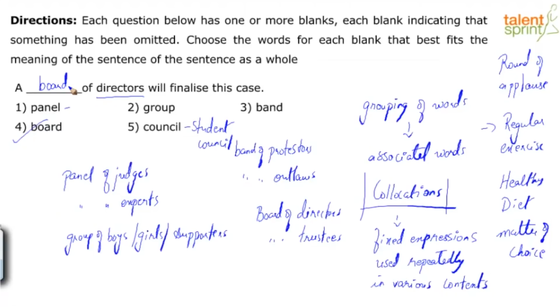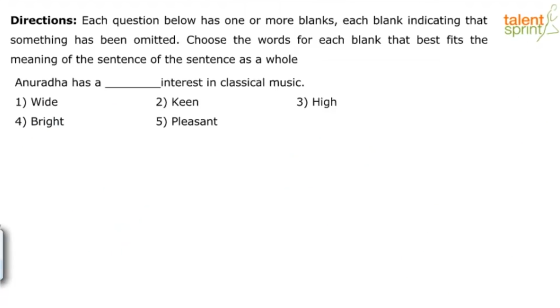we've looked at just 3 contexts, and we've applied a little bit of context clues, and we've applied collocations, and we've also said we need to understand whether the sentence is giving us a positive or a negative meaning, which will also help us eliminate the wrong answer choices. Let's move on. Our next context, Anuradha has a dash interest in classical music.